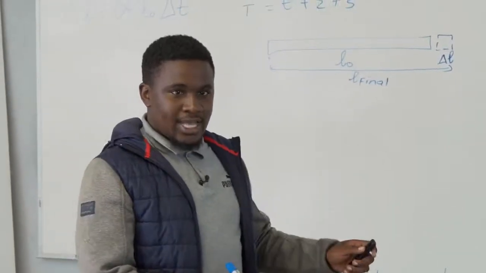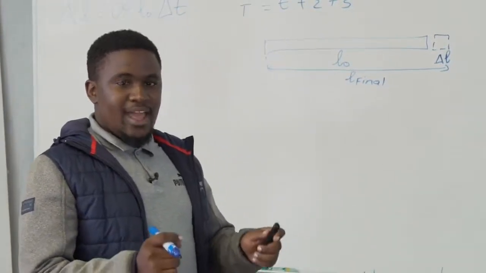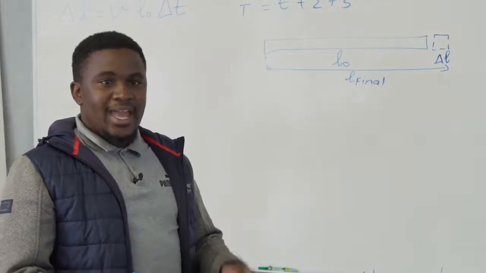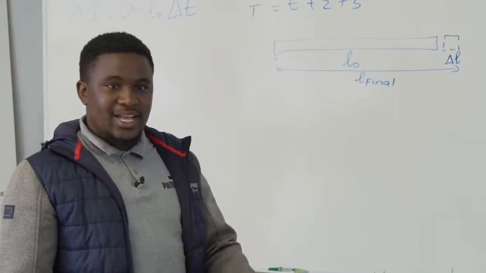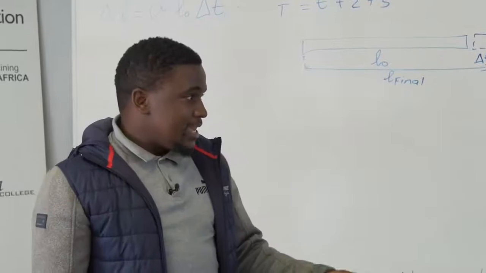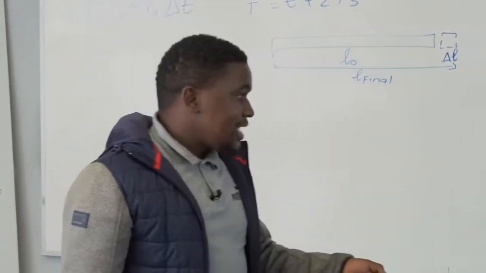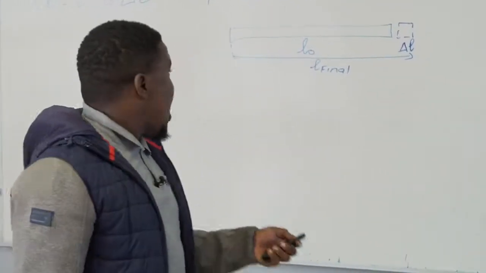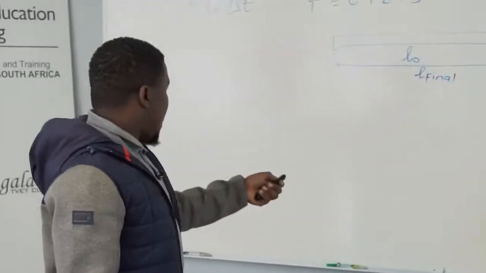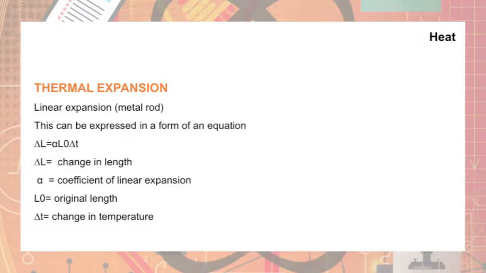We can have water. We can have, let's say, aluminum. The coefficient of linear expansion won't be the same. But now, under our L1, here we said we are having our LO. Our LO is our original length, the original length of the aluminum rod at room temperature.